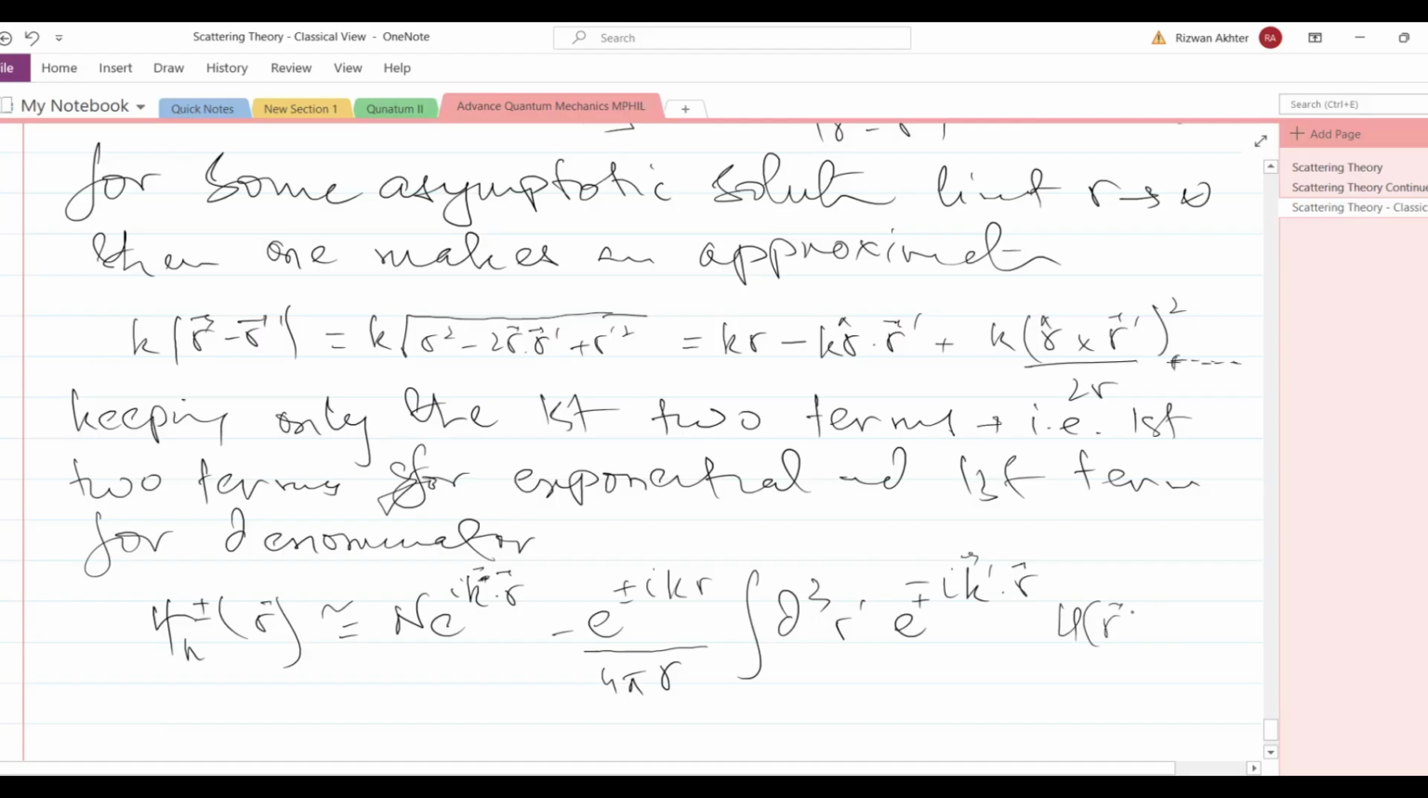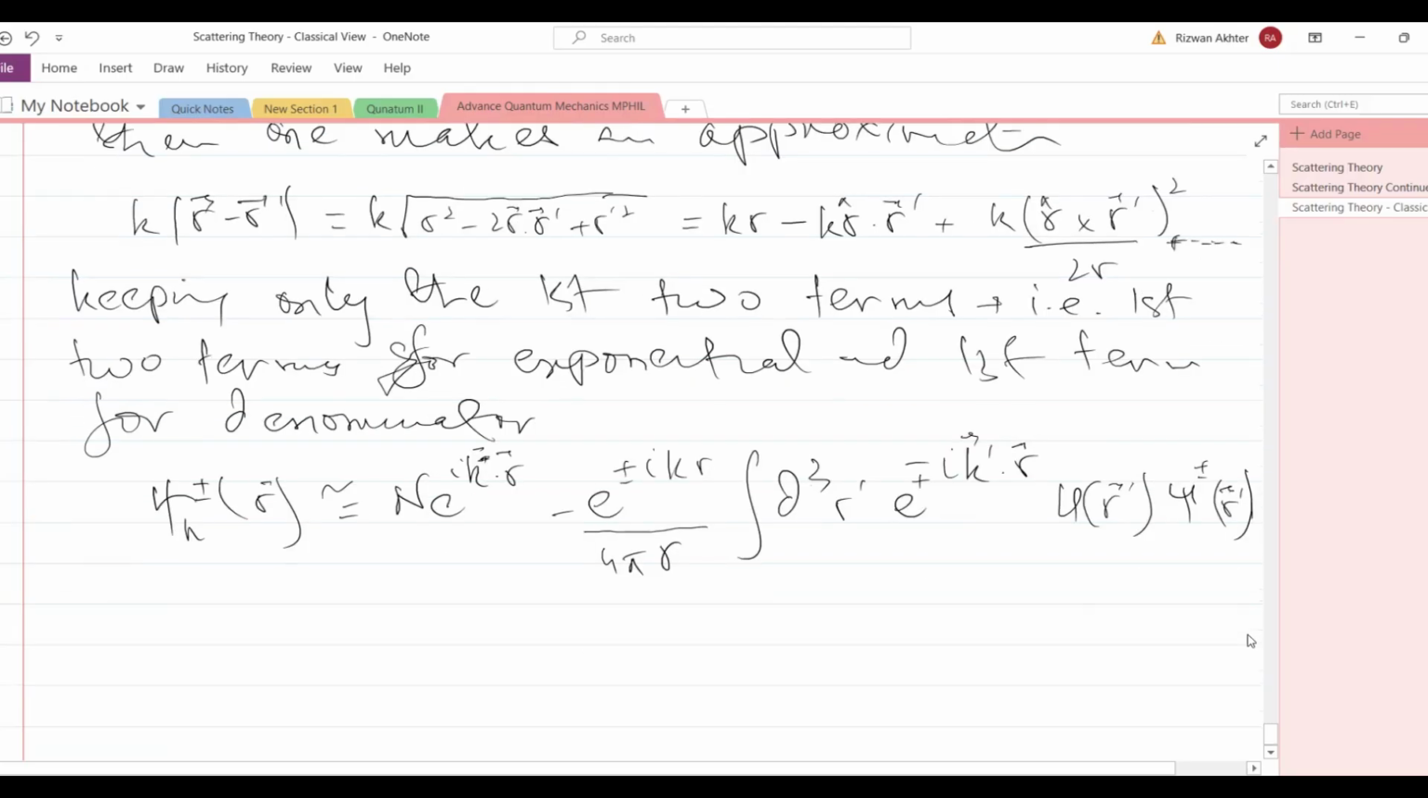u of r prime psi k plus minus of r prime. ये आपके पास है। यहाँ पर आप जो k का फैक्टर है, जो आपने k cap लिया हुआ है, that is basically k into r cap. सो इस वजह से ये r cap आया है, आपने नॉर्मलाइज कर लिया डिस्टेंस को। तो this is similar to, in fact, the wave vector of a spherical wave, like a wave vector for a spherical wave.